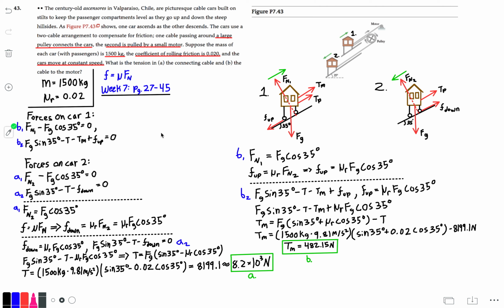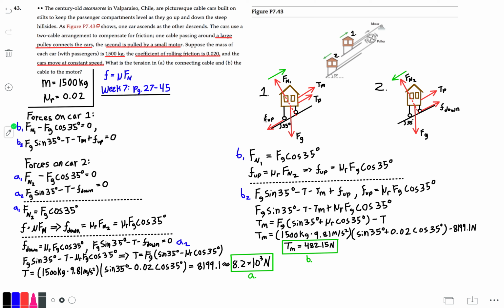If we do that, we get our forces on car 1, this would be in the y direction, and this would be in the x direction. Of course, when I'm saying y direction and x direction, we have to take into account the fact that the slope is at a 35-degree angle, so I'm solving some trigonometric expressions to account for the fact that it is on a slope. I did this for both car 1 and car 2.